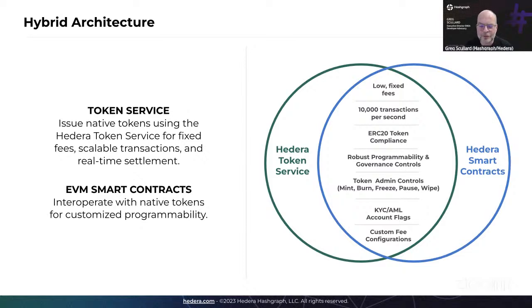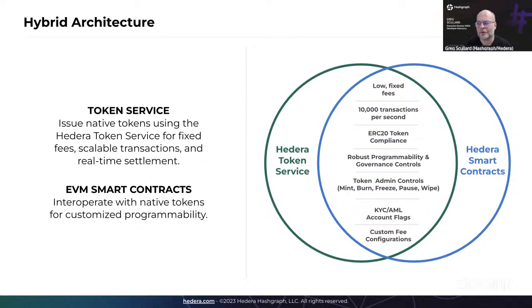On the other hand, we have the traditional smart contracts, which is how you would deploy a stablecoin or a token on an EVM-like network, such as Ethereum or others. But with smart contracts, you get less in terms of throughput. The cost of operations or transactions are slightly higher than they would be with a native service. So we were faced with a dilemma or a choice, right? Do we use the token service or do we use smart contracts?